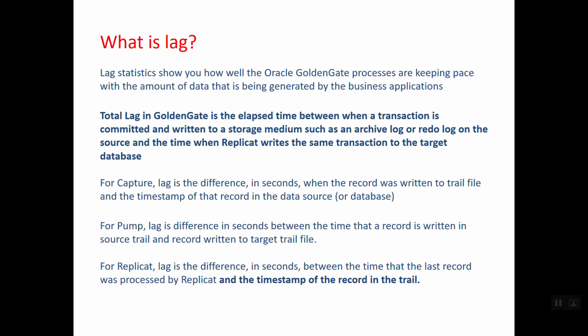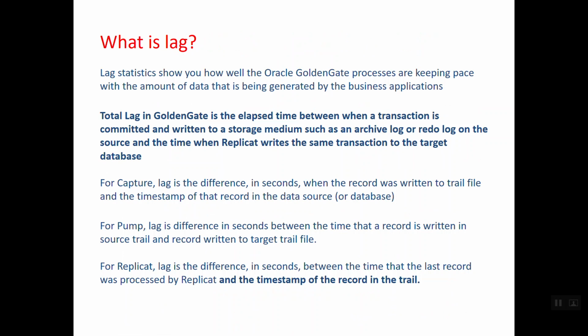Okay, so for now what we have learned, the same summarization as in the slide: total lag is the lag time between the transaction committed in the source system and the transaction committed in the target system, and that is the lag of the replicate as well. The capture lag is the difference between the record written in the trail file and the timestamp of that record in the data source. For the pump, the actual lag is between data written in the source trail file and the target trail file.